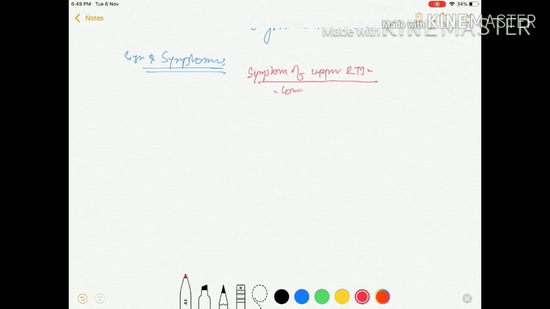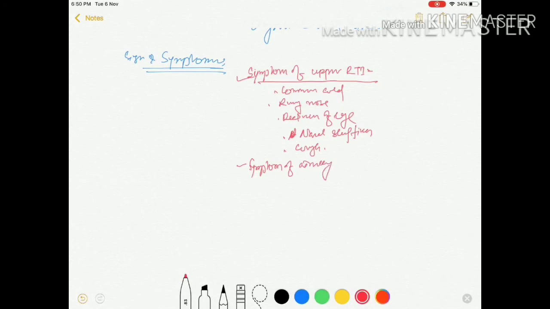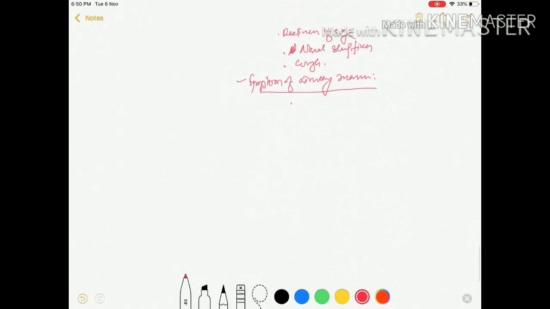This is common cold, runny nose, redness of eye, nasal discharge. Actually, runny nose is also called nasal discharge. So nasal stuffiness, cough, and symptoms of airway narrowing, breathlessness.